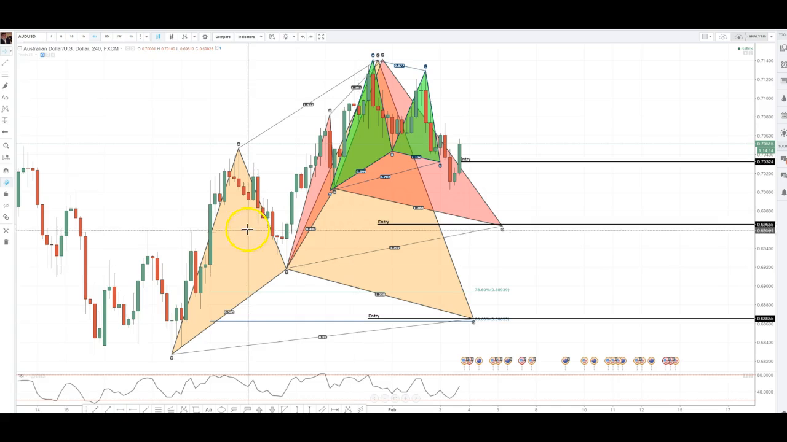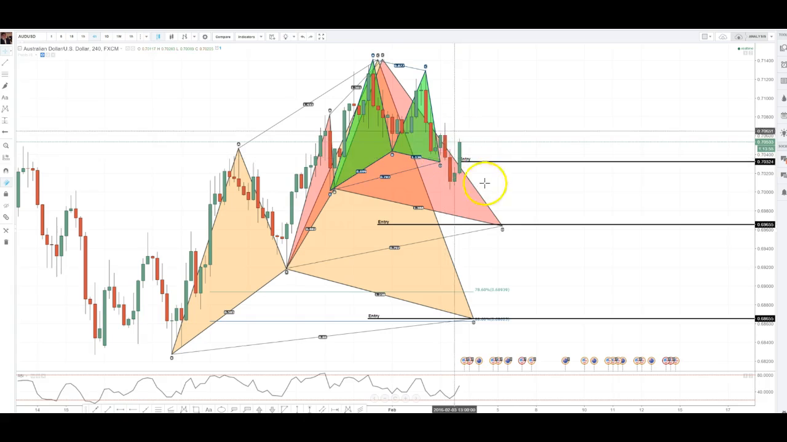Now this is the Aussie USD, and you can see I'm putting three patterns here. I've got a Gartley pattern here, I've got a cipher pattern, and I've got another cipher pattern on the 4 hour and the 1 hour time frame. And I just want to show you how powerful it is, not just the pattern itself, but how you can use this to predict future moves and then time in potential future entries.